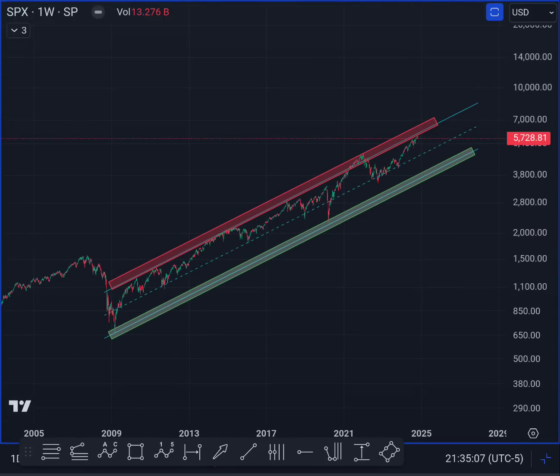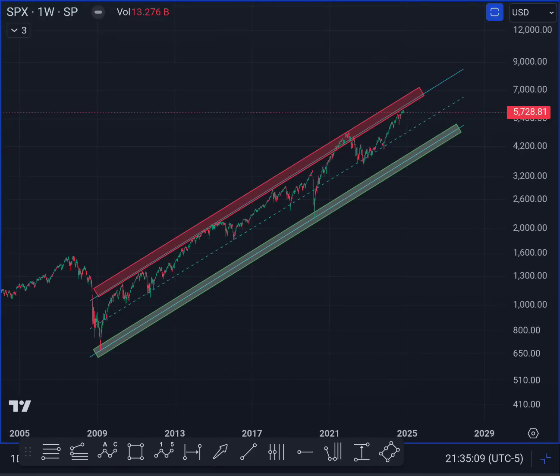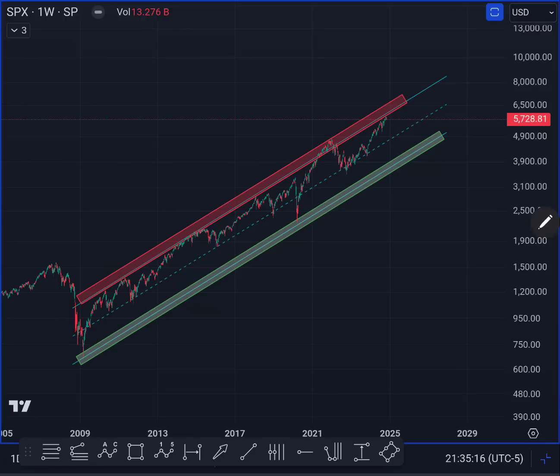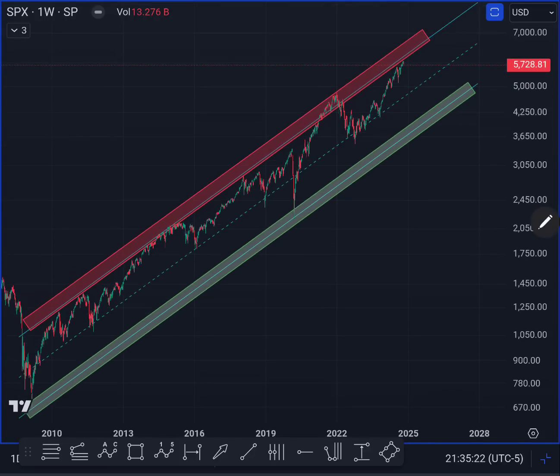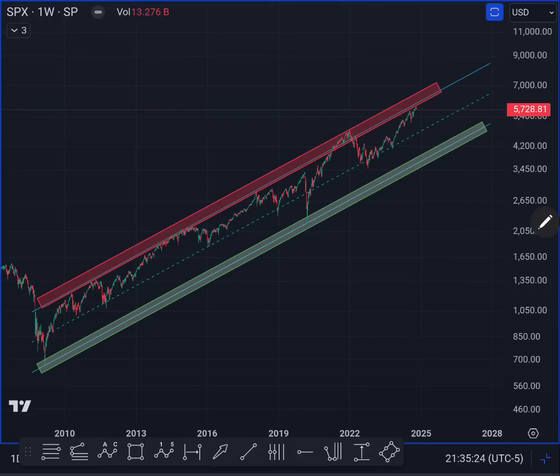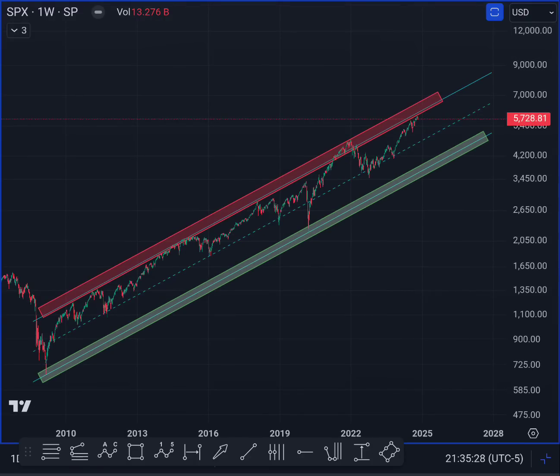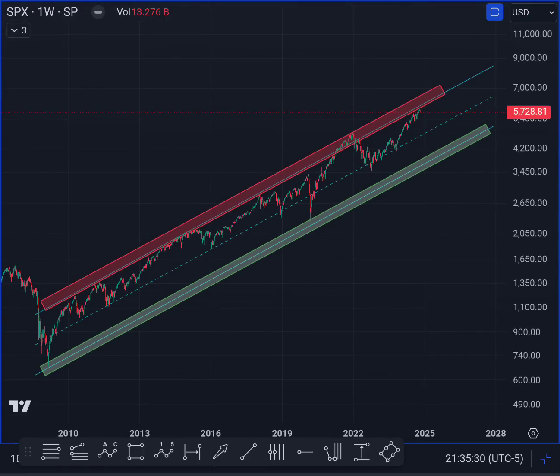But this looks ominous enough to say, hey, we're probably going to break the channel. This has definitely gone on long enough. We're going on 16, 17 years, so it's time to look like problems are coming potentially, financially speaking, with the economy, things like that. We're potentially entering a bad period.